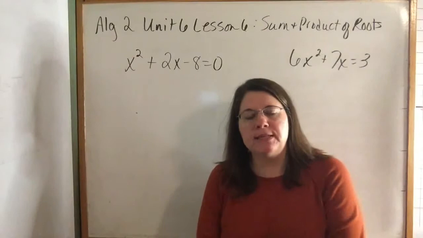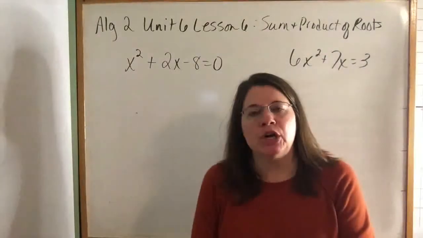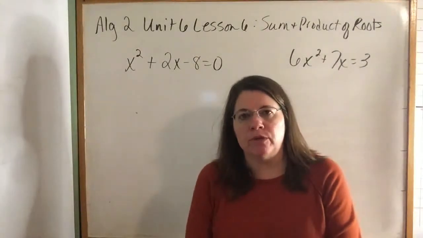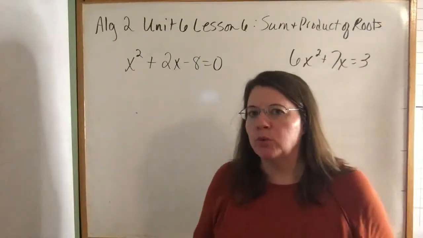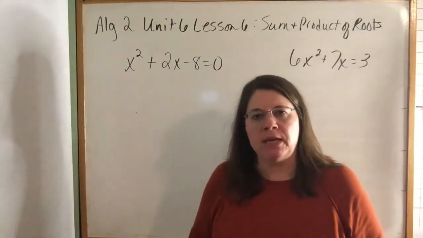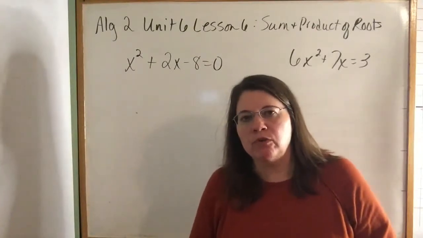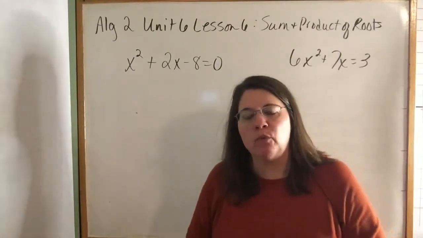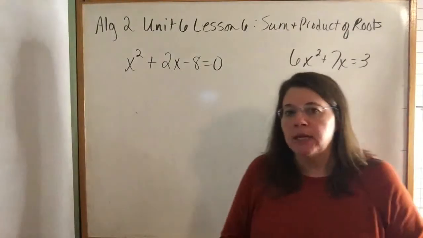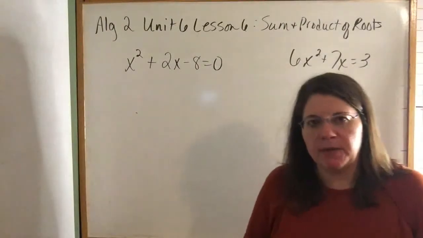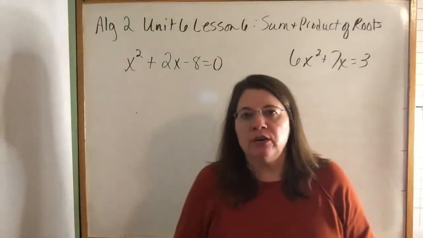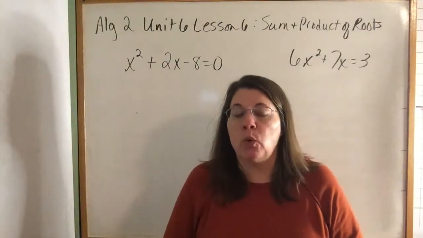This is Algebra 2, Unit 6, Lesson 6. Today we're going to talk about the sum and product of roots. Any quadratic equation has two roots. We learned when we talked about the discriminant that they could be two real rational roots, two real irrational roots, one double root, or two complex roots. And those roots have some properties that will help you generate the quadratic equation.